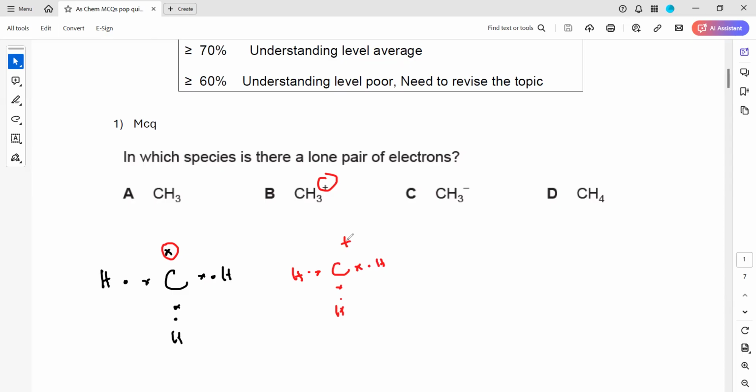And what it shows is there are 3 bond pairs, but there is no lone pair. This has a free electron, but not a pair of electrons, only a single electron is available. When there is CH3 with a negative charge, what does it mean? Carbon is already having 4 electrons, and negative charge means it gains an electron, 1 additional electron. So carbon's electrons are there, and 1 additional electron. So what will be the charge? The charge will be negative.